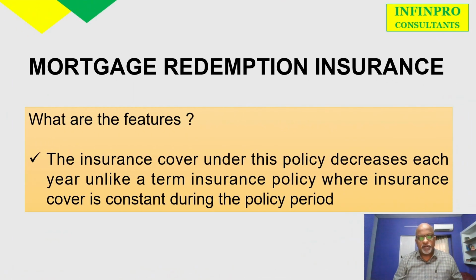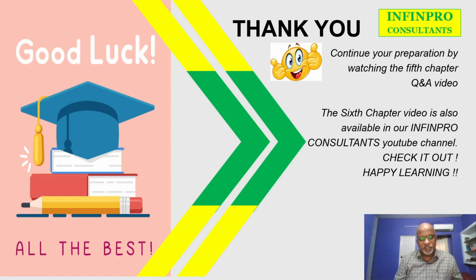The insurance cover under the policy decreases, unlike a usual term plan where the sum assured is a level sum assured. Here there is a decreasing sum assured. The objective of the plan has to be understood, friends. Mortgage redemption is the objective, so that's the reason the life cover decreases year after year.